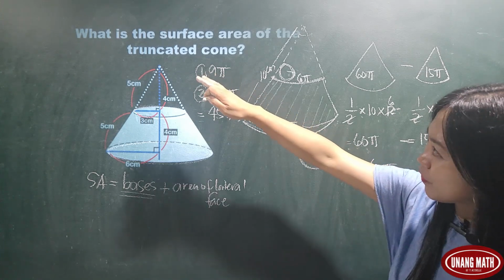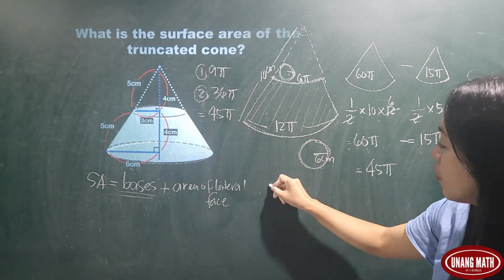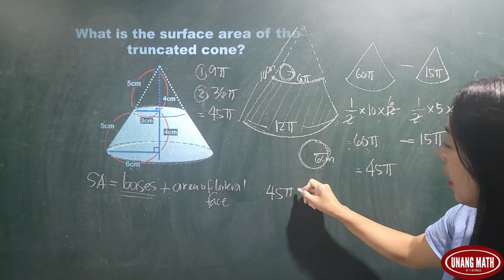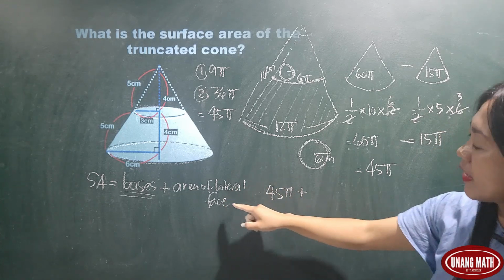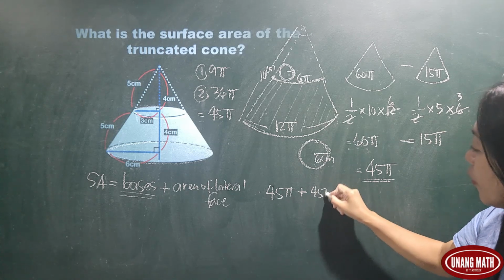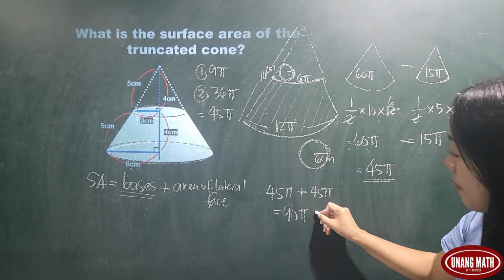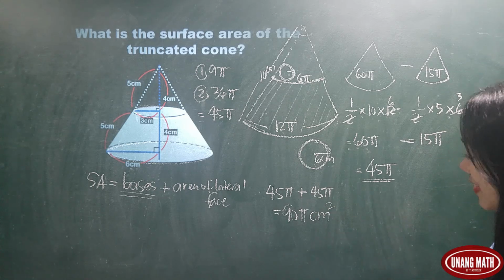And finally, to find the surface area of this truncated cone, the area of the bases, which is 45 pi, plus the area of the lateral face, which is 45 pi. So 45 plus 45 is equal to 90. So 90 pi squared centimeters.